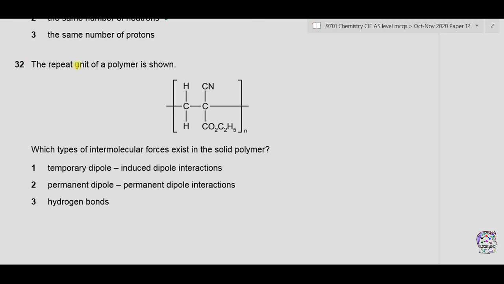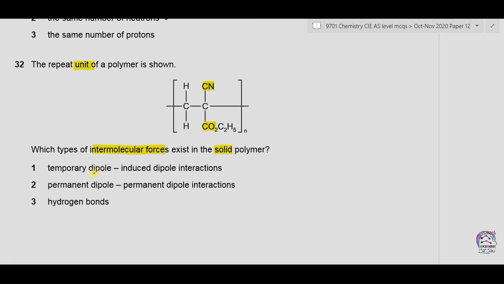Question 32. The repeat unit of a polymer is shown. Which types of intermolecular forces exist in the solid polymer? We can see that in the repeat unit we have carbon-nitrogen bond present. We also have ester functional group present, which consists of carbon bonded with oxygen.